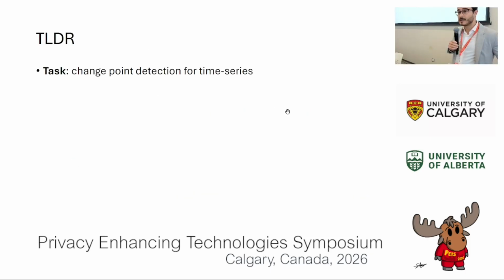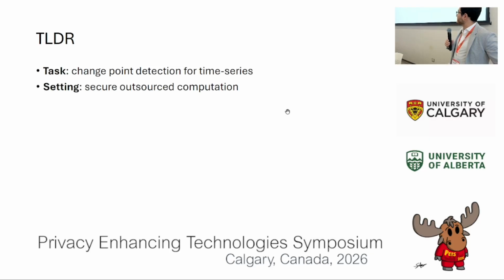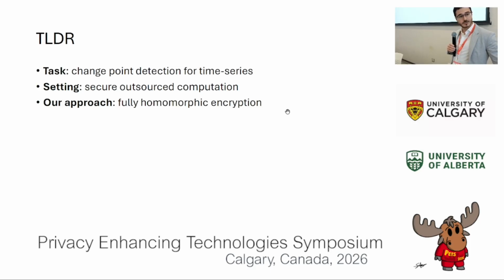For the people like me that have a very short attention span, here is a very quick summary of the entire work. The task we faced is change point detection, that I will tell you later what it is, but the idea is to study structural changes in time series data. The setting that we faced is secure outsourced computation, but can be extended to many other settings, including multi-party computations. The approach, as you can imagine from the title, is via fully homomorphic encryption.